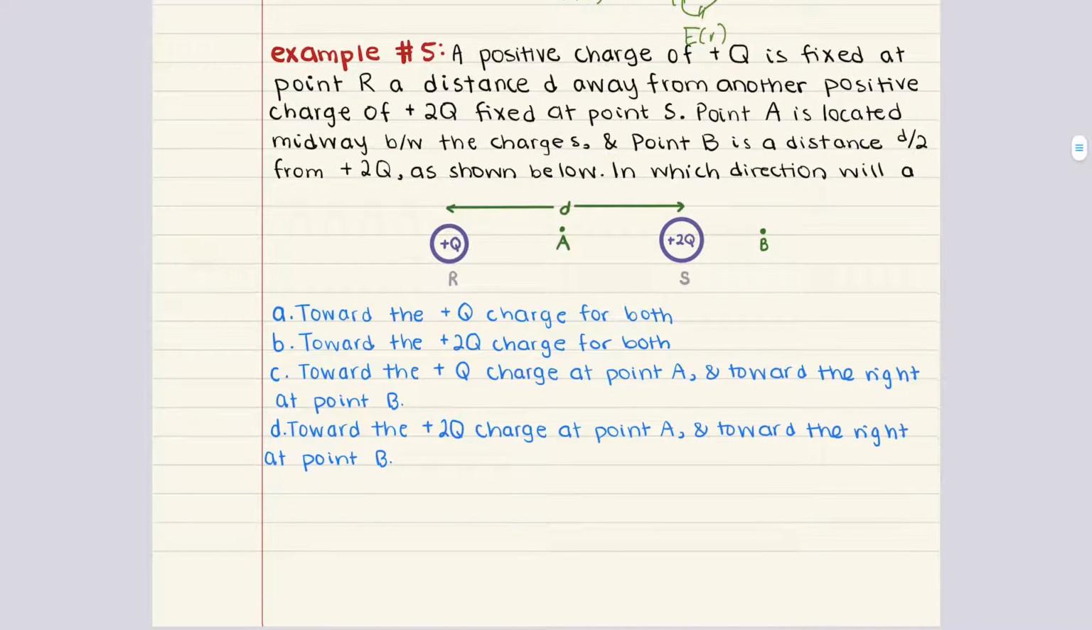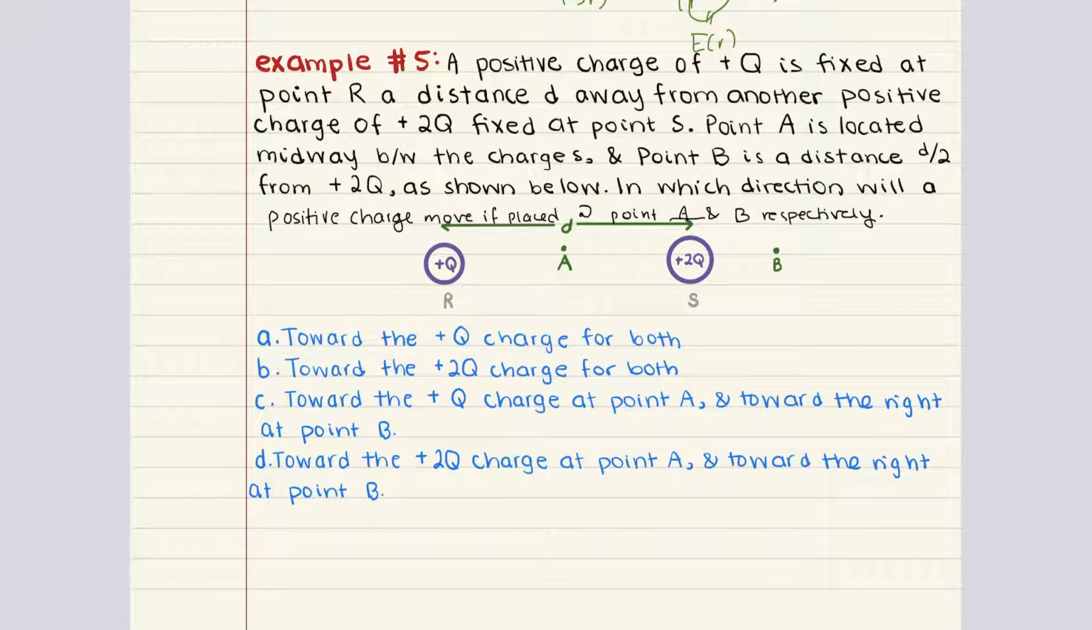Let's tackle problem 5 next. This problem says a positive charge of plus Q is fixed at point R, a distance d away from another positive charge of plus 2Q fixed at point S. Point A is located midway between the charges, and point B is a distance d divided by 2 from plus 2Q as shown below. In which direction will a positive charge move if placed at point A and point B respectively? Let's start with placing a positive charge at point A.